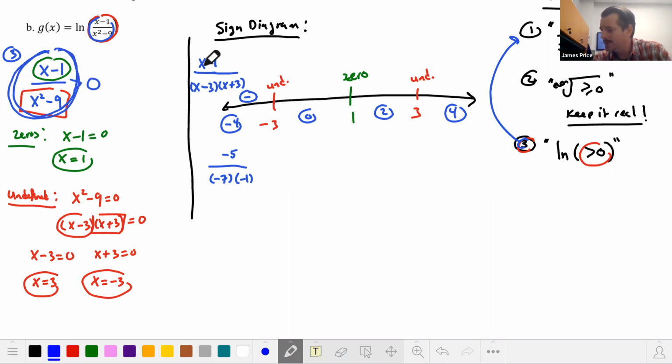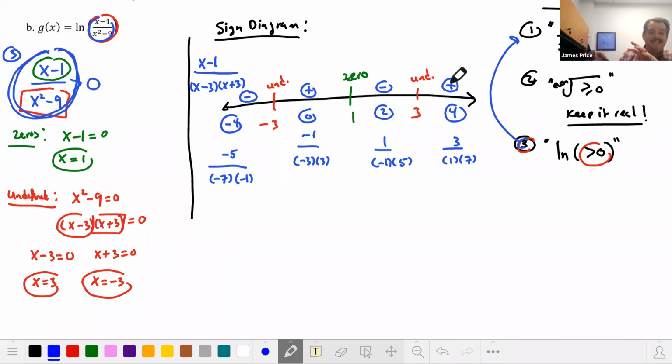Now let's plug in 0. So 0 minus 1 is -1, divided by -3 times 3 on the bottom. So negative by negative is a positive. And finally, let's plug in 2. That's 1 divided by 2 minus 3, which is -1, and 2 plus 3 is 5. And so that's negative. And we have one more left to do. Plug in 4 and I get 3 divided by, on the bottom, 4 minus 3 is 1 and 4 plus 3 is 7. And so it's positive.